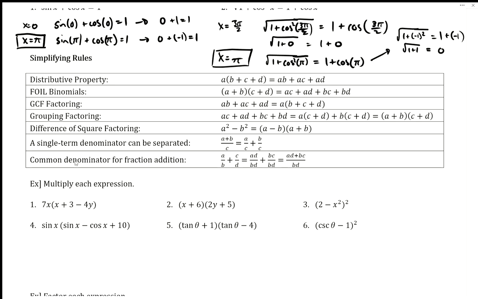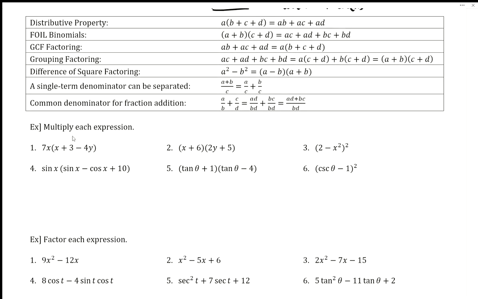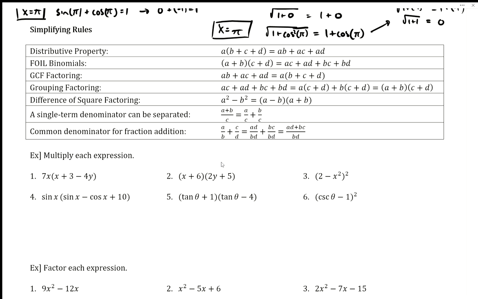So in this table, we have all of our algebraic rules for simplifying. Not to write them all down or anything. I mean, you could pause and write it down, but all of these come from algebra. Like FOIL and factoring and then simplifying fractions. Well, all of these algebraic rules apply to trig functions when we have to either multiply or factor or whatever.